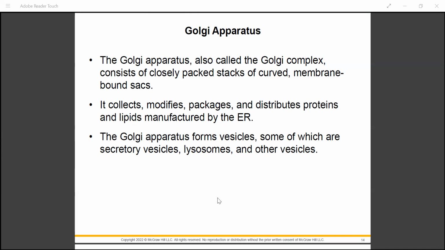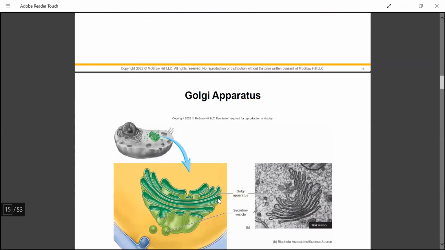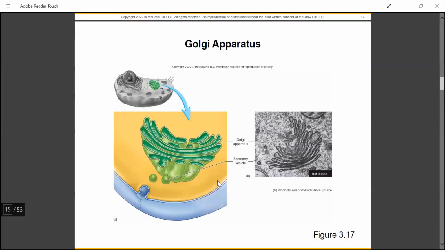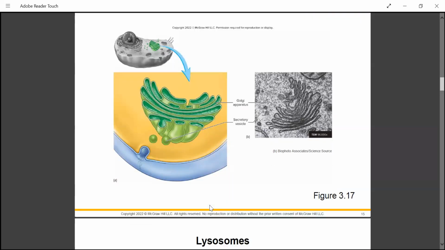Sometimes they form, like I said, sacs known as vesicles, some of which can be secretory vesicles that will secrete material into the external environment. You can have lysosomes, which we'll talk about in a little bit, and there are a few other kinds of vesicles, but we're not going to get into a lot of specifics on those. So this is our Golgi apparatus here, and you can see it can pinch off these vesicles, or bubbles of material.